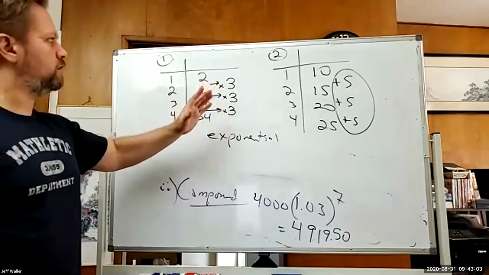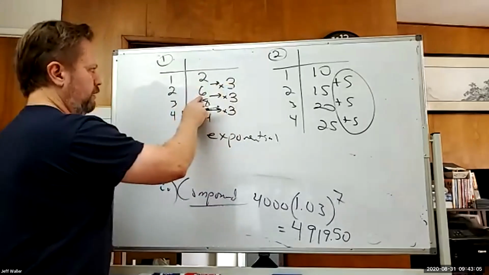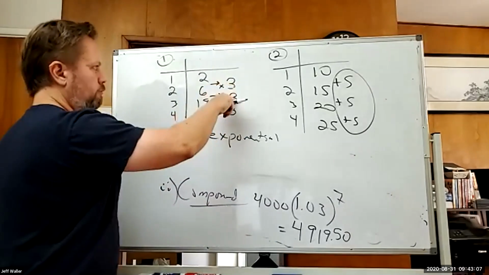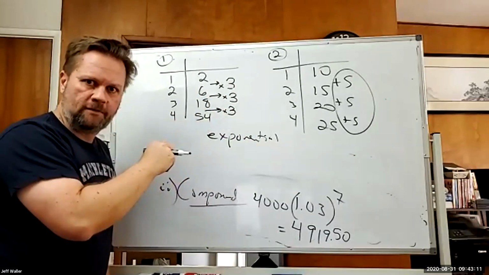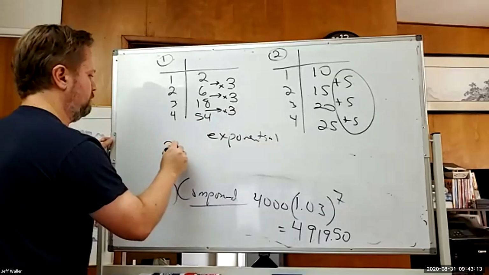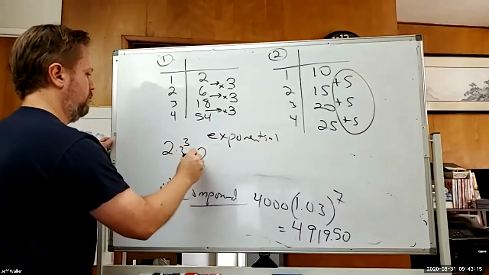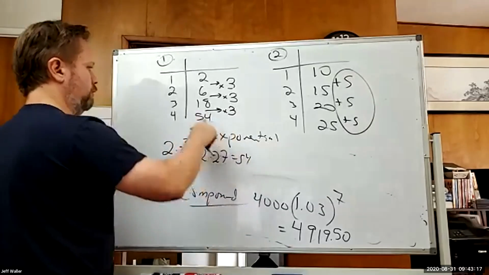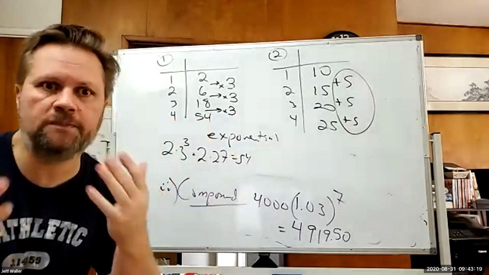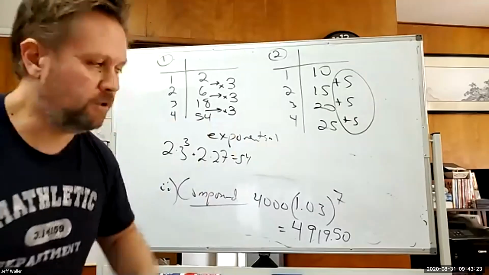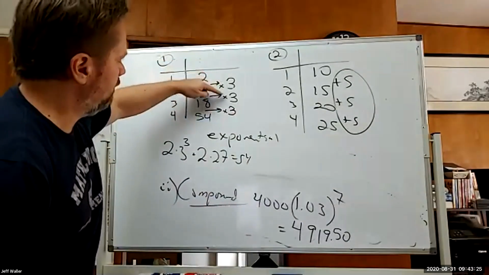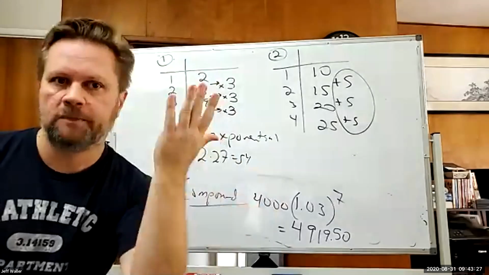Because why is this called exponential? Because this is 2 times 3 times another 3, so 3 squared, times another 3, so 3 cubed. Try it out. What's 2 times 3 cubed? That would be 2 times 27, which is 54, which is what that is. That's why it's called exponential. Exponents are repeated multiplication. So if I see a chart where it's repeated multiplication, it must be exponential growth.